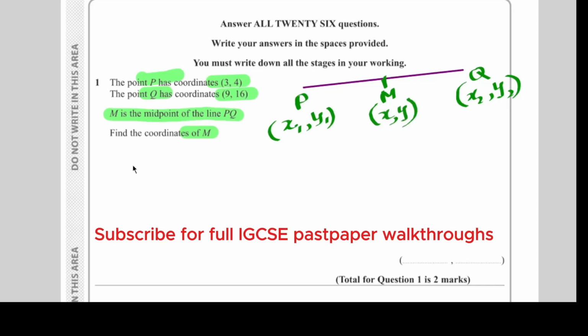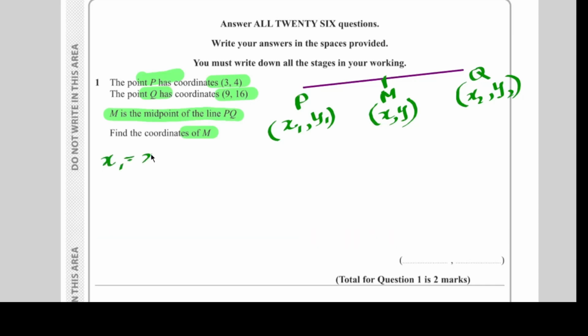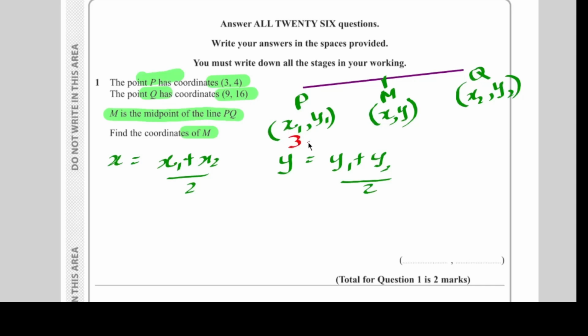There's a formula to get the midpoint. X equals X1 plus X2 divided by 2. Y equals Y1 plus Y2 divided by 2. Now we've been given coordinates in this way. P is given as 3, 4, and Q is given as 9, 16.